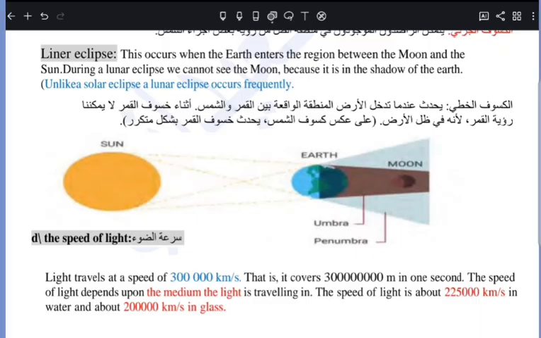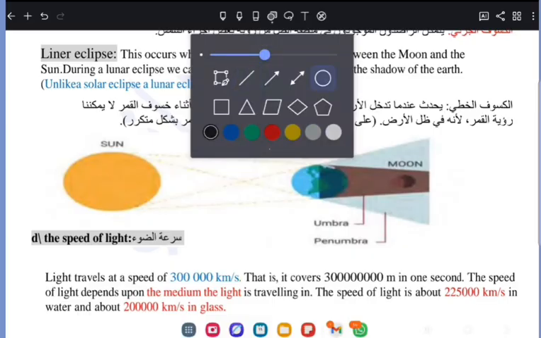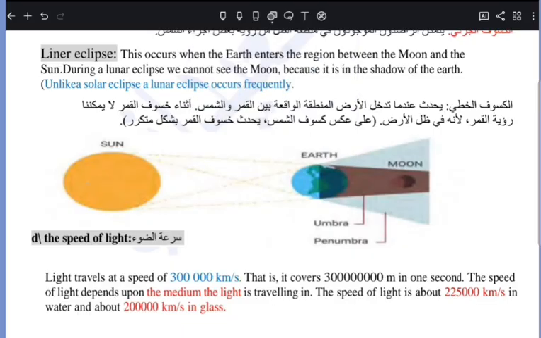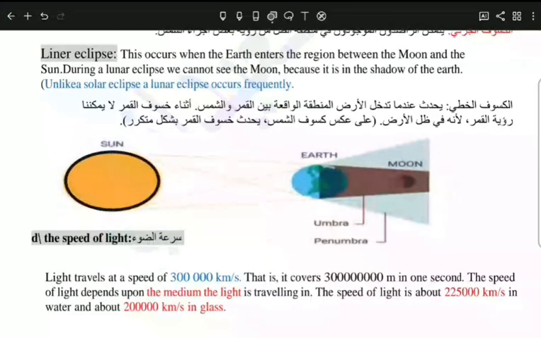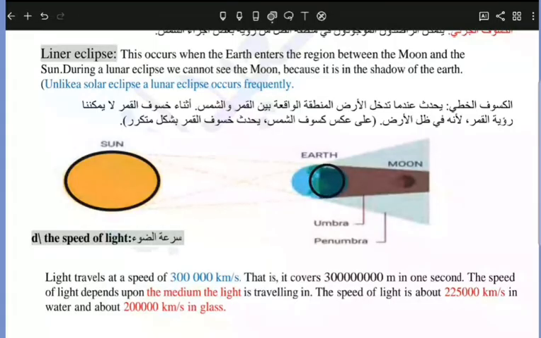Now, how do we make the diagram of the lunar eclipse? This is the shape of the sun. Now, this is the Earth, and this is the moon. Now, I need four rays to make the lunar eclipse.